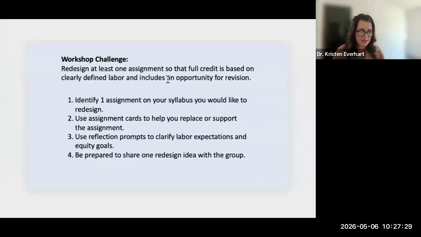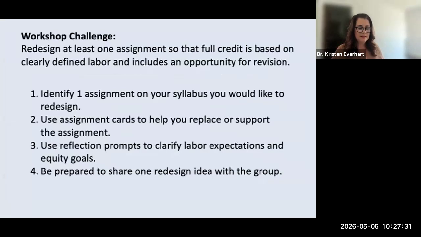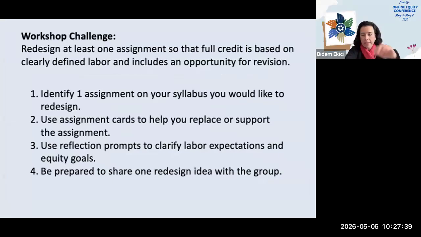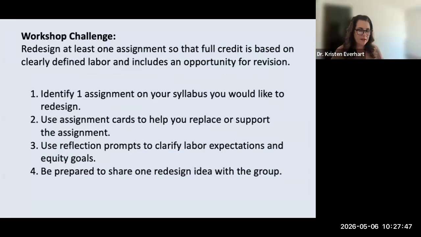Here's the full instructions. And I can put this in the chat. If I put it in the chat, will the breakout room still have access to the chat? Yes. So if you share it now, they will. But if you share it after they go to breakout rooms, they won't be able to see. Okay, good point. I have the assignment cards and the reflection prompts that I can put in the chat right now. The workshop challenge instructions I don't have.